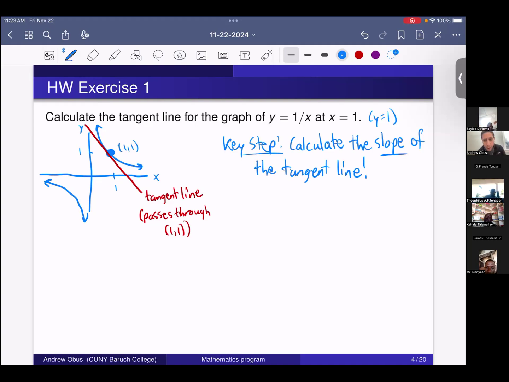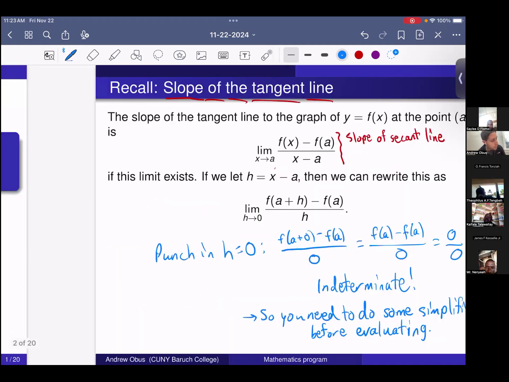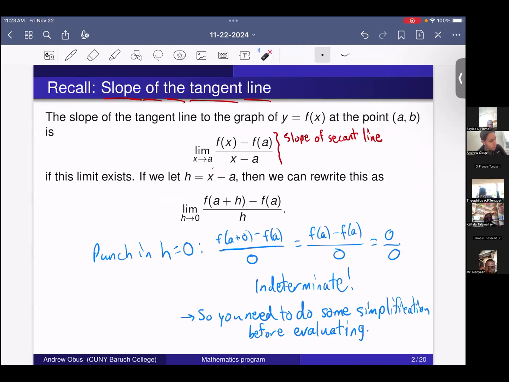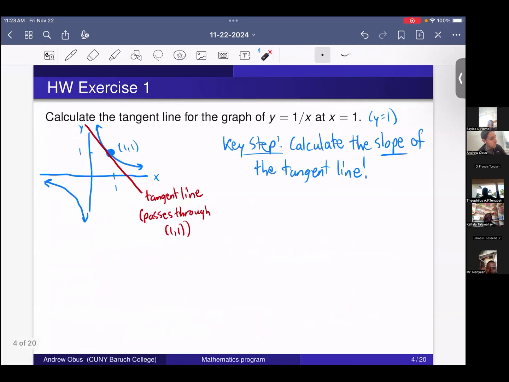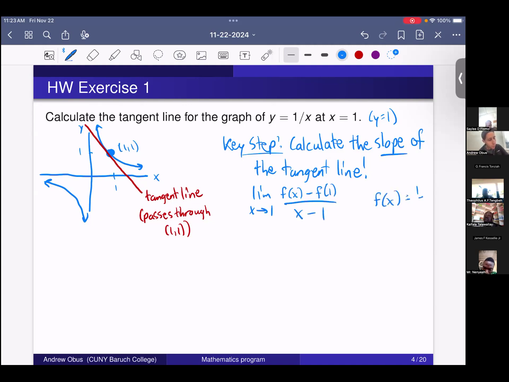And so to do this, we want to go back and use our formula, right? So the slope of the tangent line at this point, 1 comma 1, is we have to write down this limit, right? So I'm just going to copy it right here. This is the limit as x approaches 1 of f of x minus f of 1 divided by x minus 1, where here f of x is equal to 1 over x. Okay?